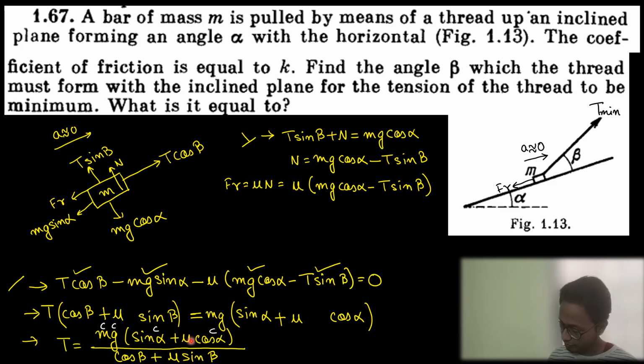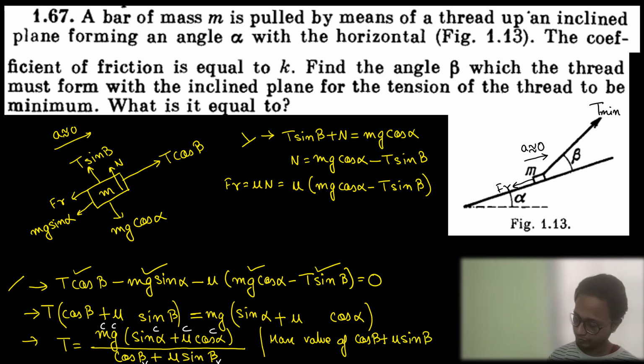Can I change the value of mu, the coefficient of friction? No, because it is also constant. But I can change the value of beta, which is variable, so cos beta is variable. To get the minimum value of T, this cos beta plus mu sin beta should be maximum. Understood? So we need the maximum value of cos beta plus mu sin beta.